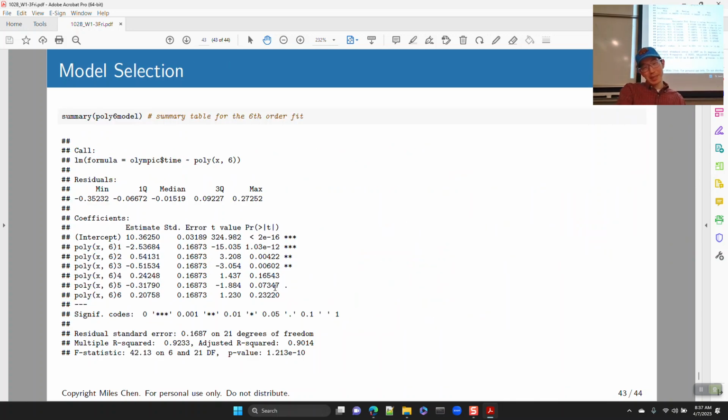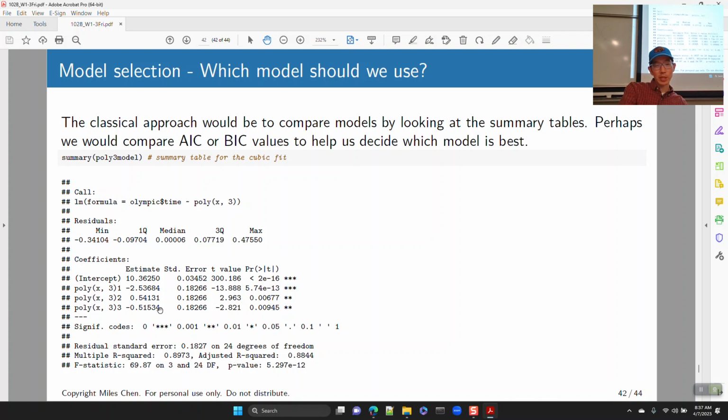Which is, I guess, okay. But it's probably not necessarily the best method. And even with this model, we say, all right, we have the first order term, the linear term, the quadratic term, and the cubic term, and they all end up being significant. And we go, okay, well, that looks good.